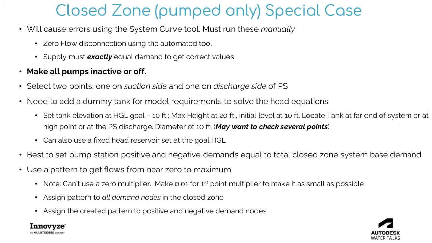I'd set my max height of the tank at 20 and my initial level of the tank at 10 feet. That would put the hydraulic grade line for that tank exactly at the goal, okay? And then I'm going to need to connect a pipe to that tank. I generally just want it large enough, but it's not super critical because hopefully I'm not going to have any flows going in and out of the tank. I'm just setting it so I just have a tank that's there.